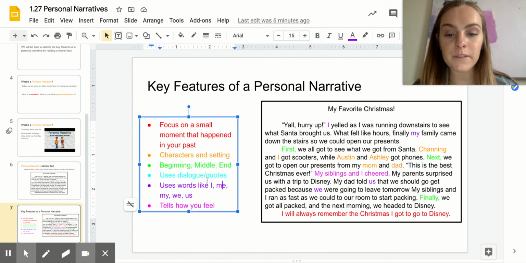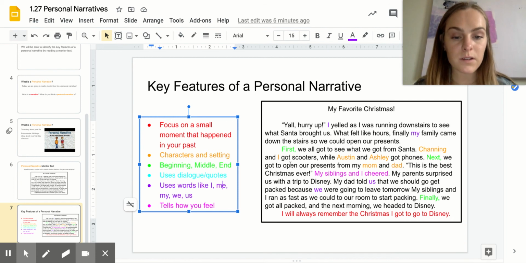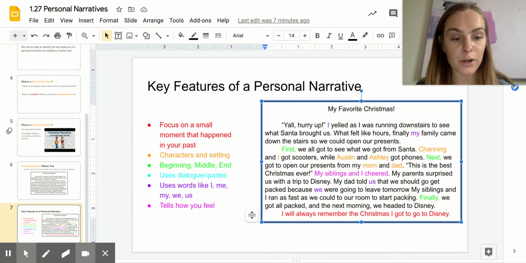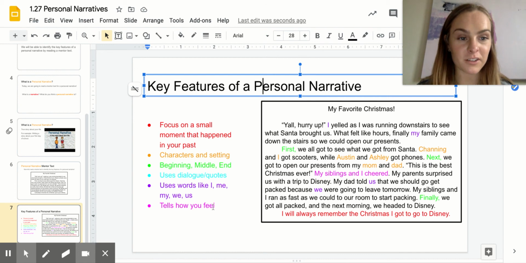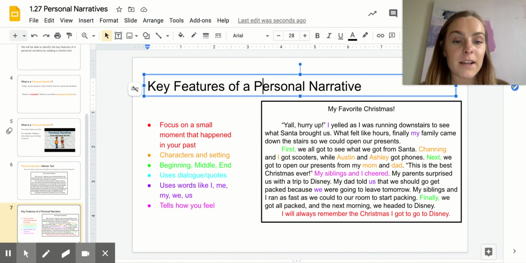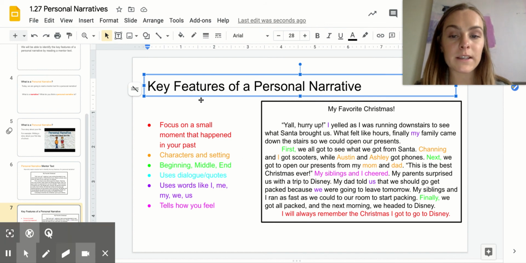Finally, another key feature is it uses words like I, me, my, we, us, and it also tells you how you feel. So if you notice, I use my family, or I said my dad told us we were going to leave tomorrow. These are all key features that are a part of being a personal narrative. Also, you can tell how I feel. I said my siblings and I cheered. That means we were excited that we get to go on this amazing trip to Disney. So these are all key features.